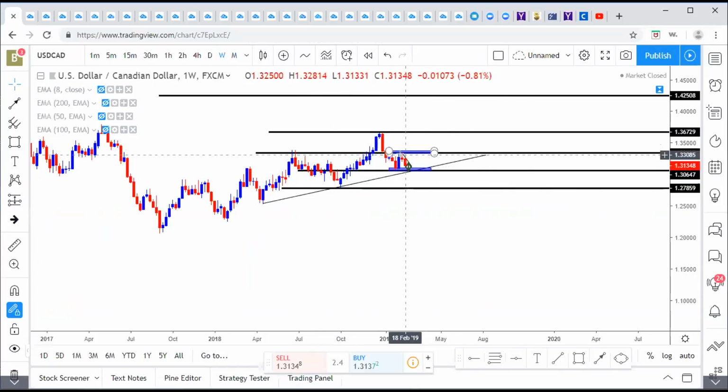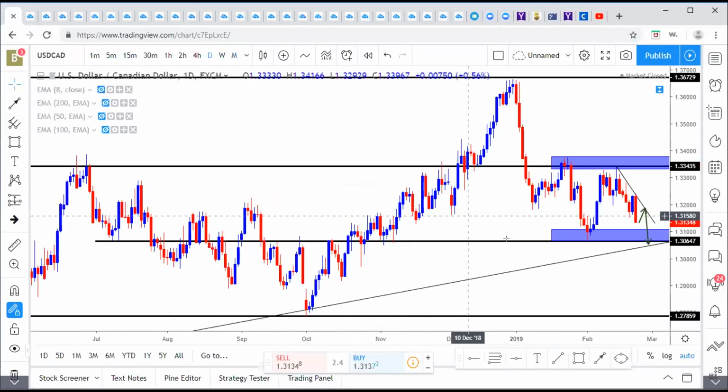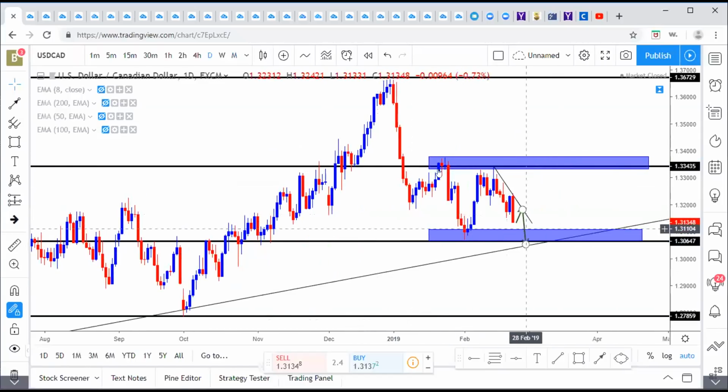When we drop down to the daily, you can see right here, for the last few weeks, price got no higher than 133.76 and got no lower than 130.727. So it just makes it easier.